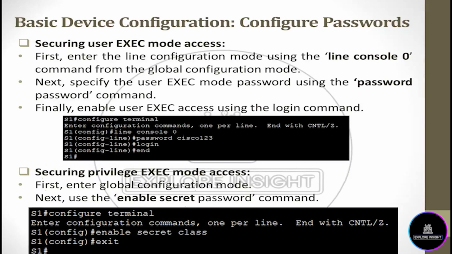Now, this is what I mean. So look at this. Straight on the global configuration mode, like I said, you need to enter the global configuration mode. Enable secret. So at this point, my password is class. And there, I just exit. And this brings me back to the privilege exec mode.